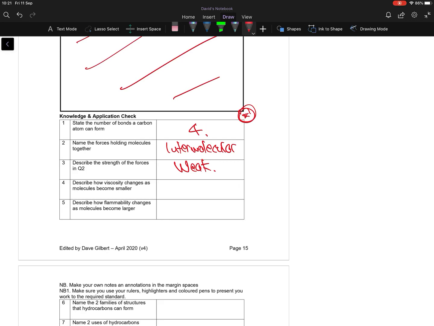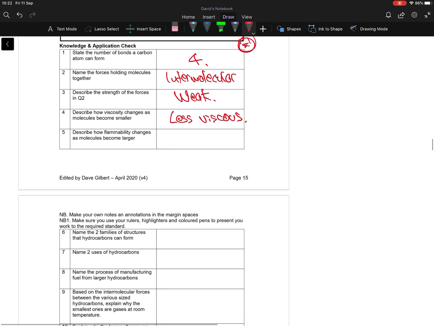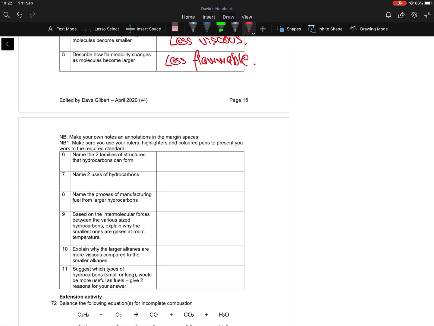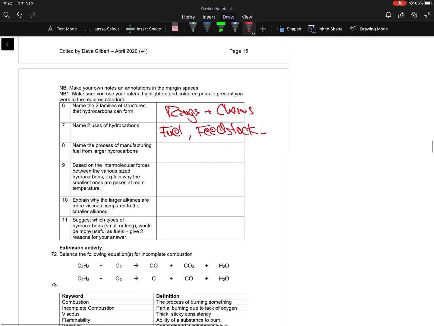Now, how does viscosity change as molecules become smaller? Substances become less viscous. How does flammability change as molecules become larger? They become less flammable. What are the names of the 2 structure types that we use to describe hydrocarbons? We call them their shapes, rings and chains. The 2 uses of hydrocarbons. We said they're used for fuel, and if they're used as a base product for things like plastics, we call them feedstock.